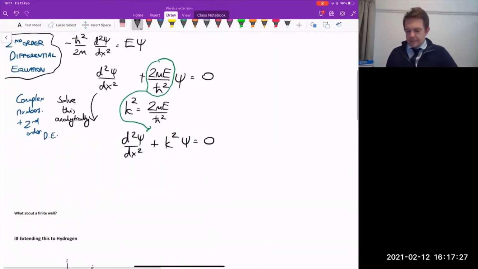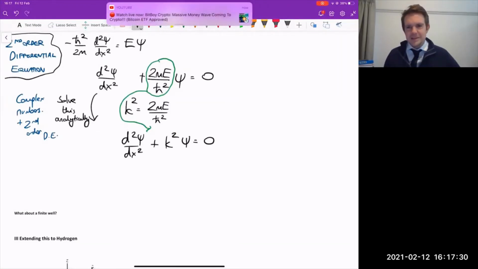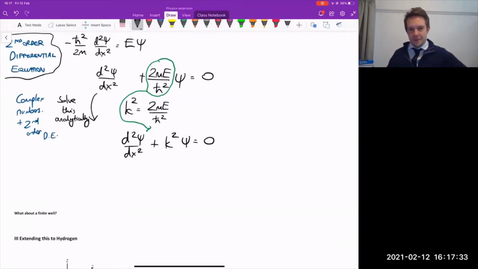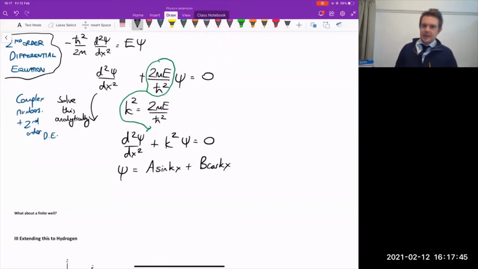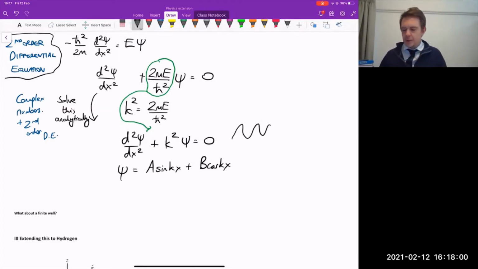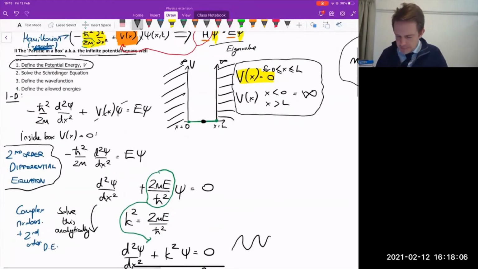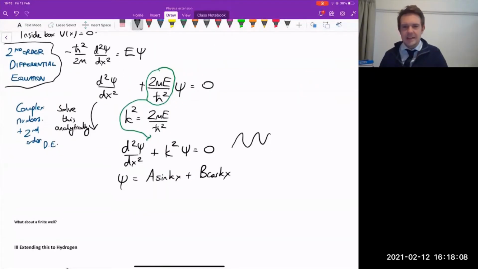Those of you who have done SHM will recognize an equation of this form. And when I say to you that I'm going to guess the following solution, that will not be surprising. So it turns out that a differential equation like this has solutions which are trigonometric functions. They're oscillating like this. So already we're going to find that our wave functions for an electron or particle in a box are going to have some kind of oscillating nature to them.